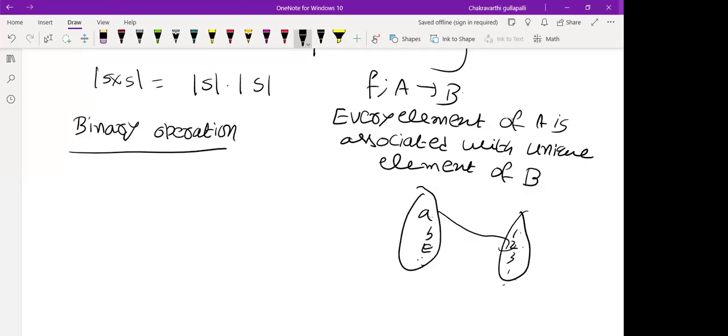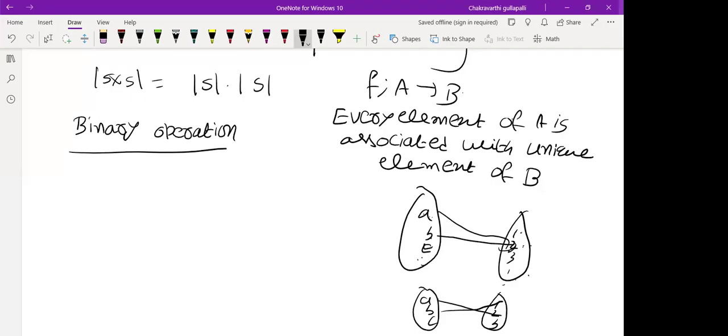So A can be linked to B, B can be linked to 1, it can be linked to 2 also, or 3. But A should be associated to only 2, B also should be associated to only 2, or 1, or 3. This is allowed. A, B, C, 1, 2, 3. So B may be associated to 1, or it may be associated to 3.